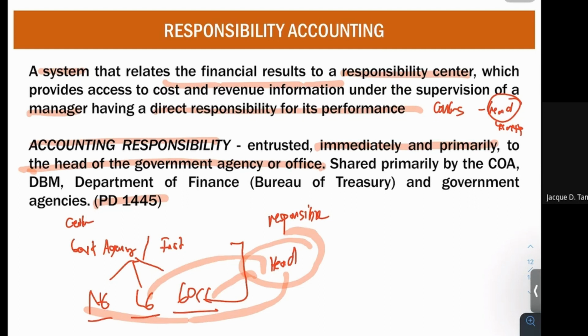Okay? So what then is the duty of the head? The duty of the head of the agency, of course, is to minimize, if not avoid, the improper usage or irregularity of the funds and properties of the government. So you need to minimize, or as much as possible, not create this irregularity.